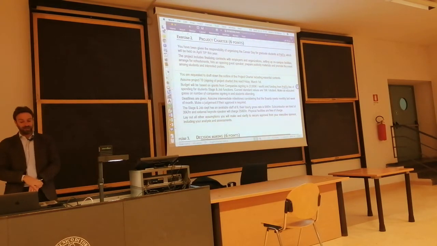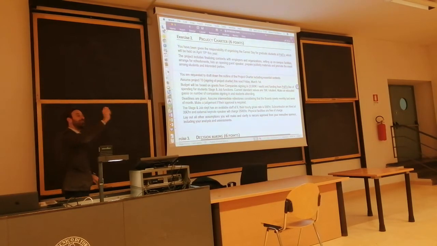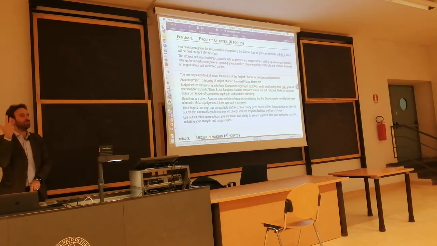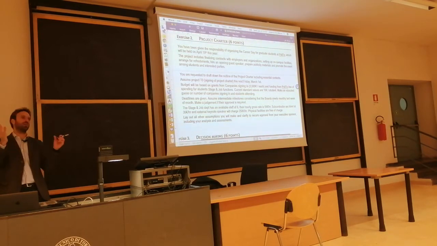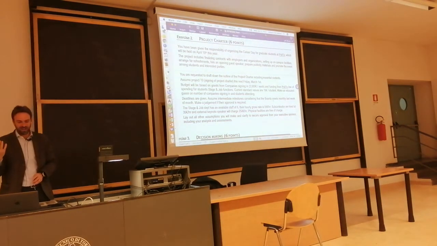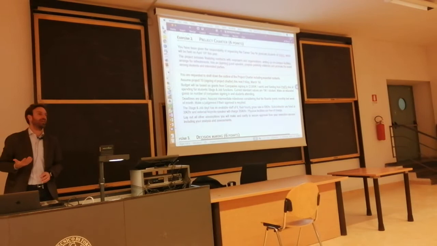Budget will be based on grants from companies signing in, €2,000 each as a fee, and funding from Polito, line of spending for students, stage and job functions. Current standard values are €15 per student. This is how much Politecnico invests in the career day. Each one of you, €15 in a budget. Make an educated guess. Feel free to make a guess, but don't make it wild. Think about it while making a guess. Make an educated guess on the number of companies signing in and students attending.